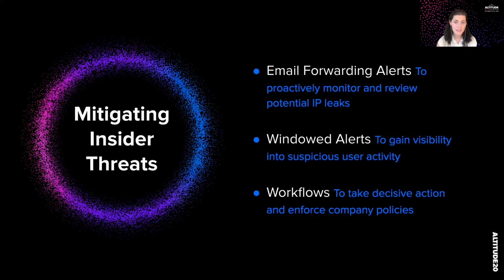Detecting and mitigating insider threats can be tricky business, but using BetterCloud tools, you can keep tabs on important assets, suspicious users, and suspicious user behavior, and take action to secure your organization. With email forwarding alerts to proactively monitor and review potential IP leaks, windowed alerts to gain visibility into suspicious activity, and workflows to take decisive action and enforce company policies, these SaaS Ops teams can contain malicious insider threats from users like John using these tools.